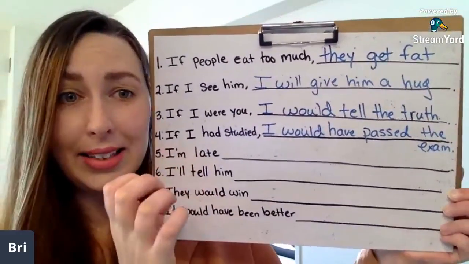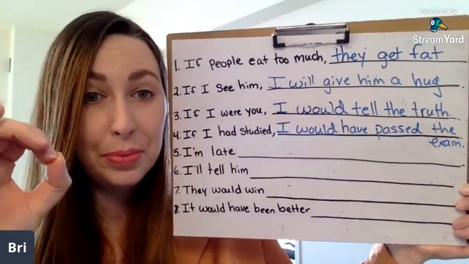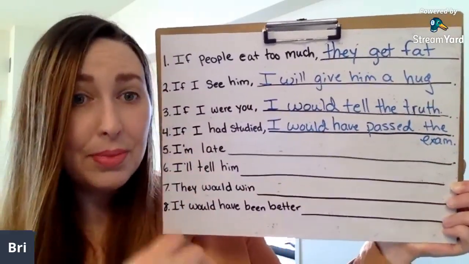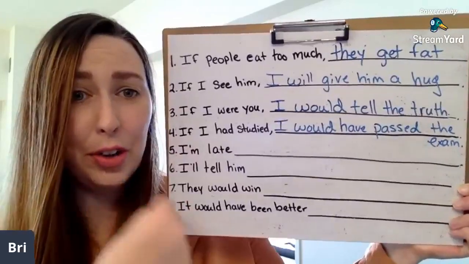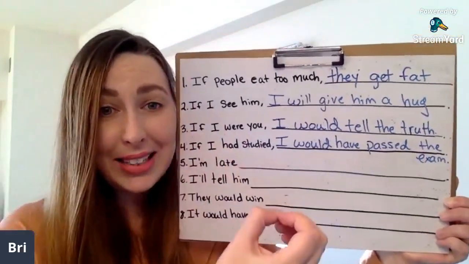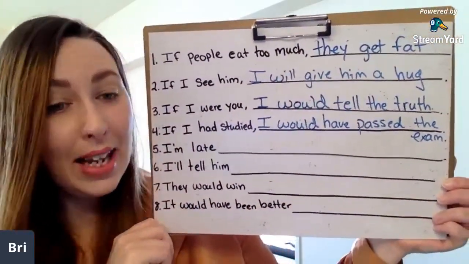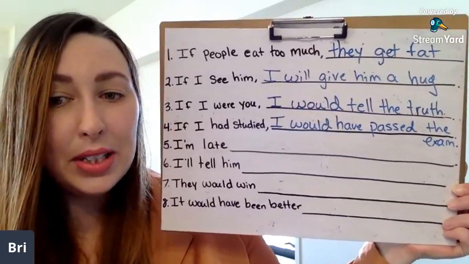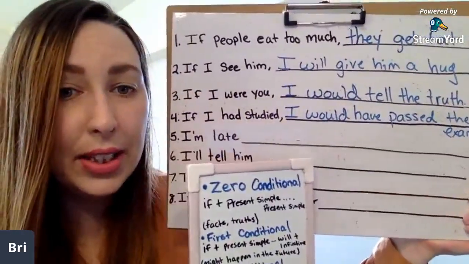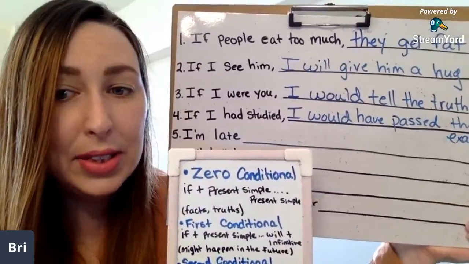I'm late. Let's use the zero conditional. So something that is always true. Something that is a general fact or general truth about you. I'm late. For number five, I'm late. So this is the zero conditional here, if you can see it. Zero conditional for number five.